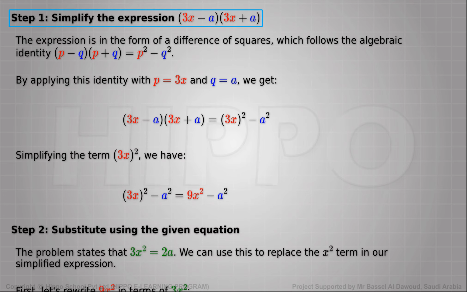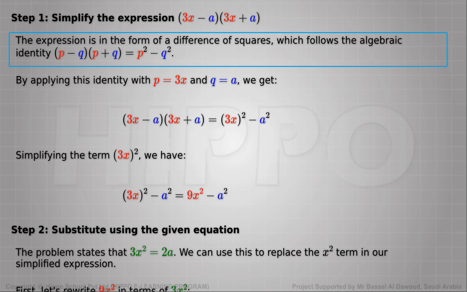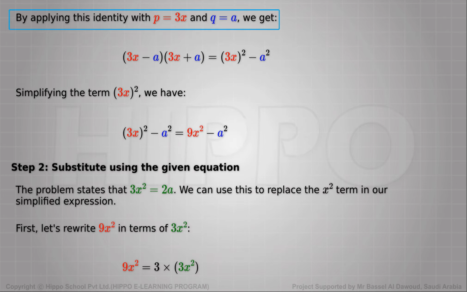We need to simplify (3x − a)(3x + a). Whenever you see an expression like this, with two identical sets of terms, one with a minus and the other with a plus, you should immediately recognize the difference of squares pattern. As you can see on the screen, this algebraic rule states that (p − q) multiplied by (p + q) is equal to p squared minus q squared. Now, let's apply this formula to our specific problem.